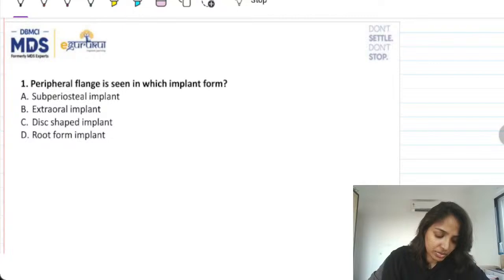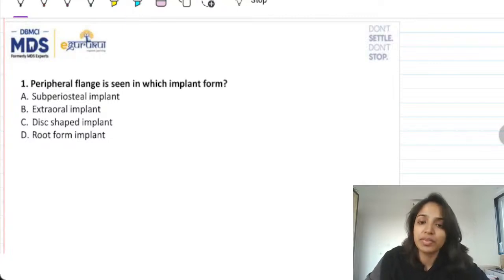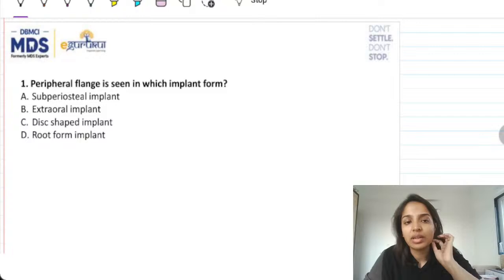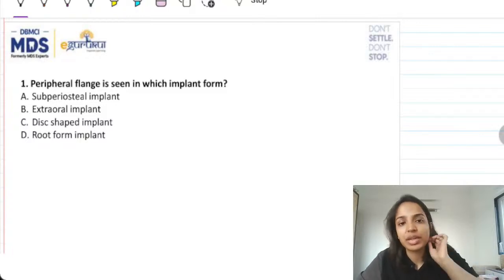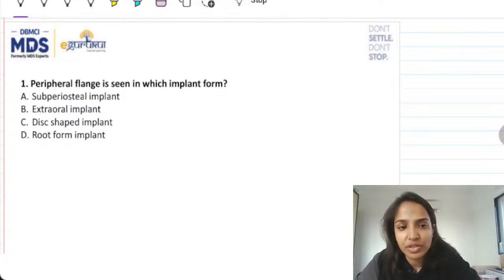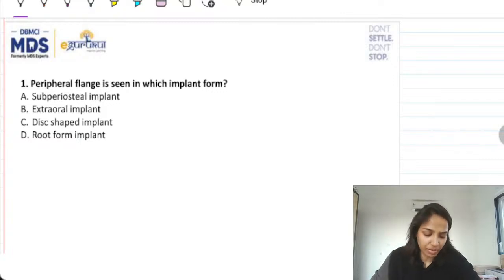Okay, so let us begin with the discussions. Peripheral flange is seen in which implant form? That is the first question. A. Subperiosteal implant. B. Extraoral implant. C. Disc form of implant. And D. Root form implant.